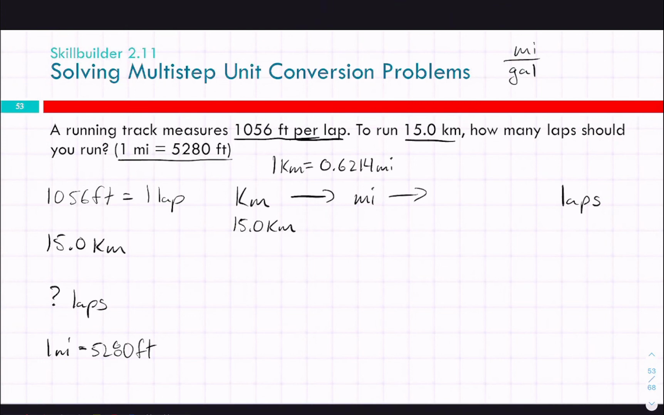And then what should we do next? Because we can't get from miles to laps. Miles to feet. And then from feet, because we have 1,056 feet is 1 lap, we can go from feet to laps. So miles to feet would be 1 mile is 5,280 feet.